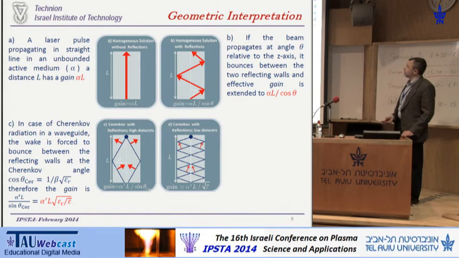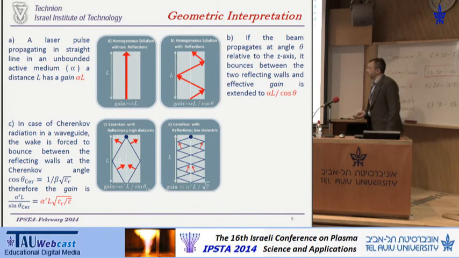This fact may be illustrated by a simple geometrical interpretation. Consider a laser pulse propagating in active medium a distance L. Its gain will be alpha L.